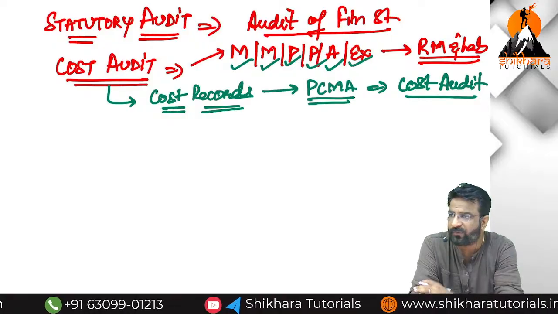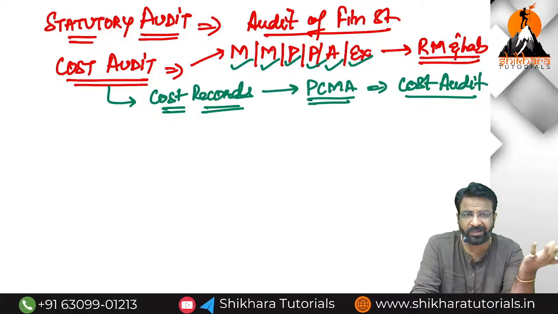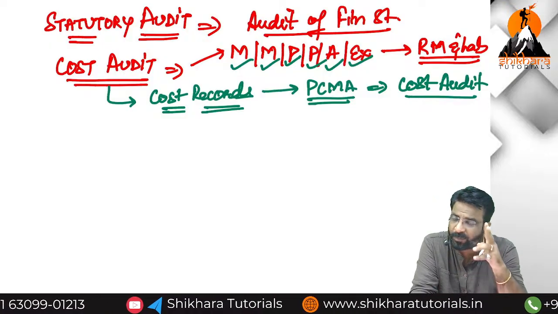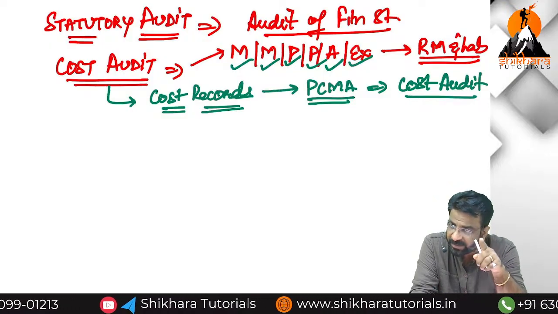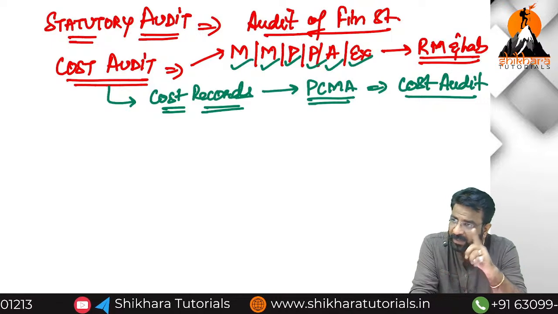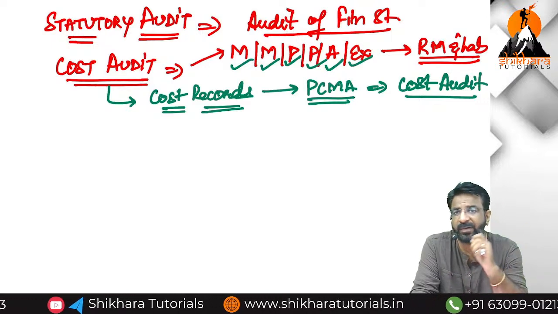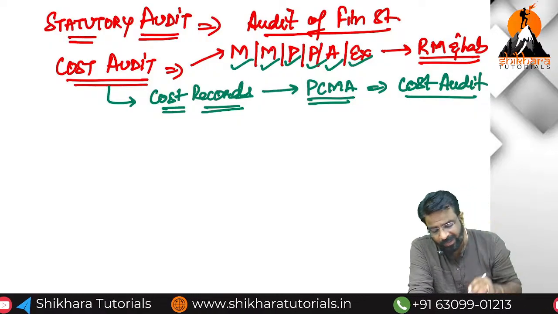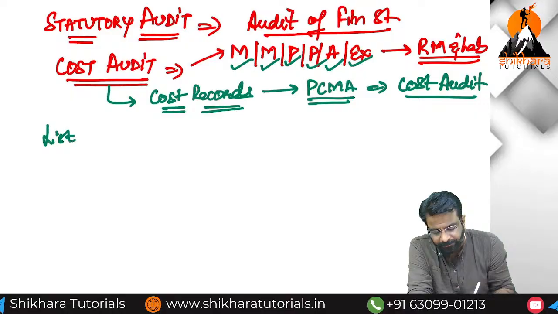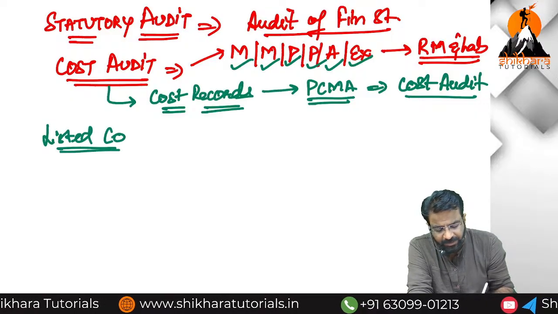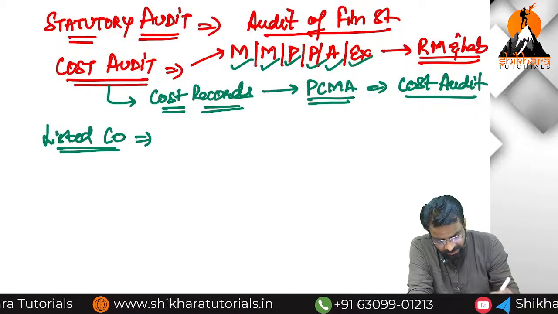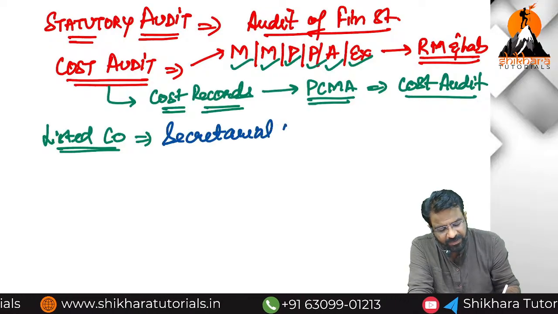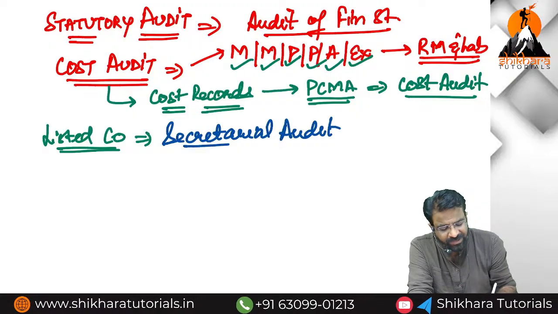Are you getting the point? So for the same company, one audit is statutory audit and another audit is cost audit. It means they are hiring both professionals: a practicing CA who will do the statutory audit, and a practicing CMA who will come and do the cost audit. 100% clarity. Now, if you are a listed company, then the third audit also comes into the picture. That third audit is known as secretarial audit.